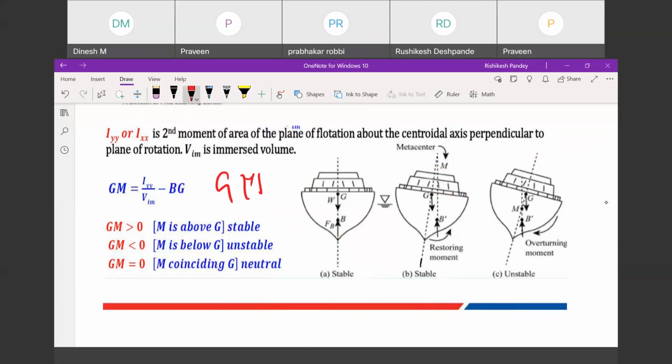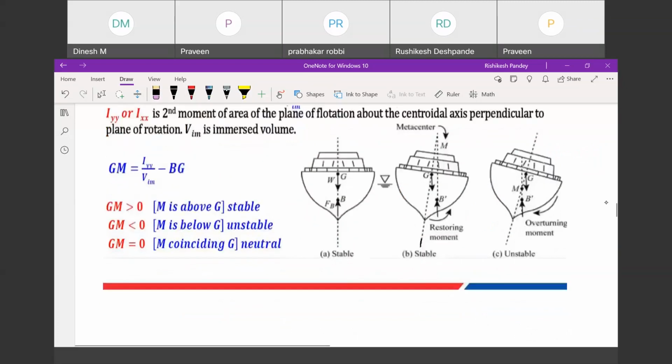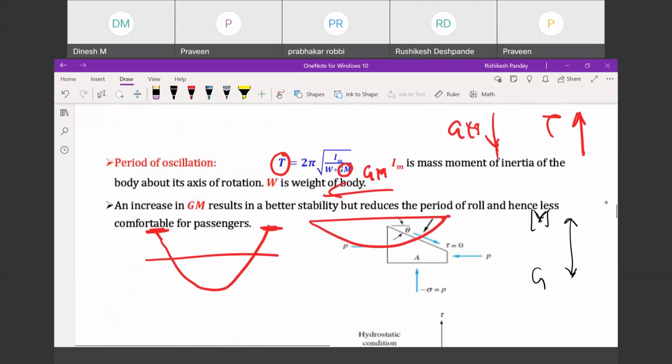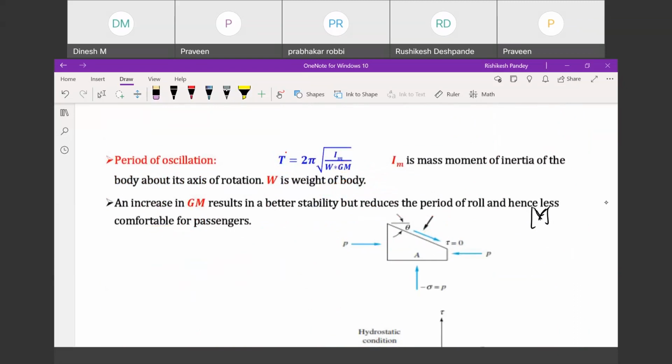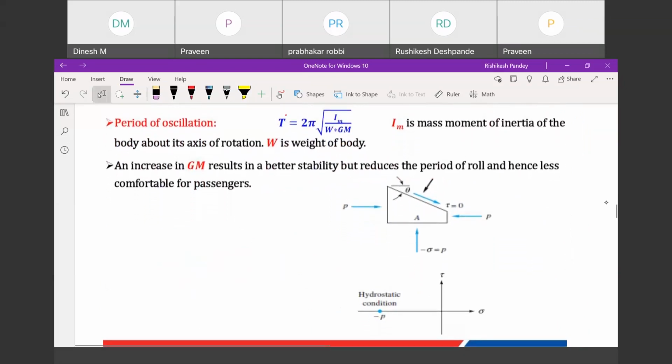But when it is a passenger ship, there comfort is also important. There we try to, but we cannot sink. That is also a thing. So we should trade off between these two, comfort and stability. Is it clear? Is it clear to everyone?